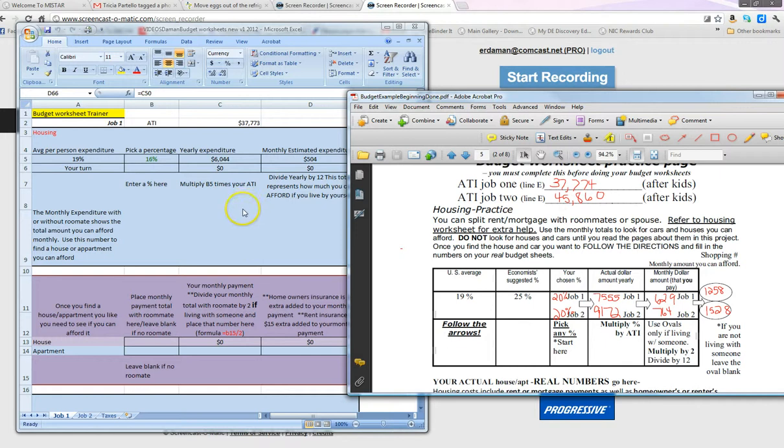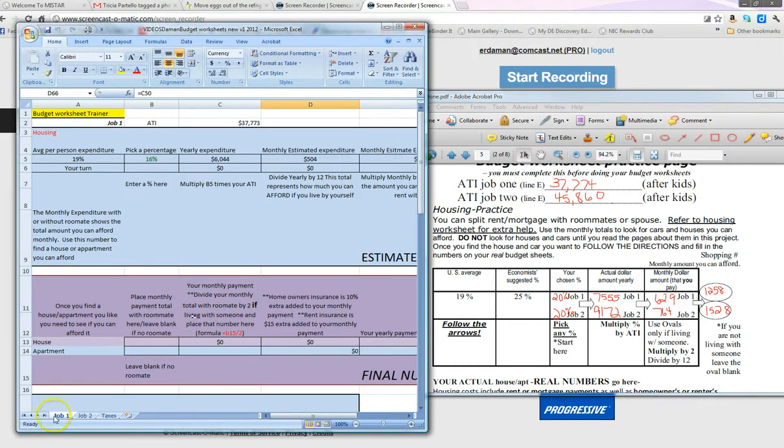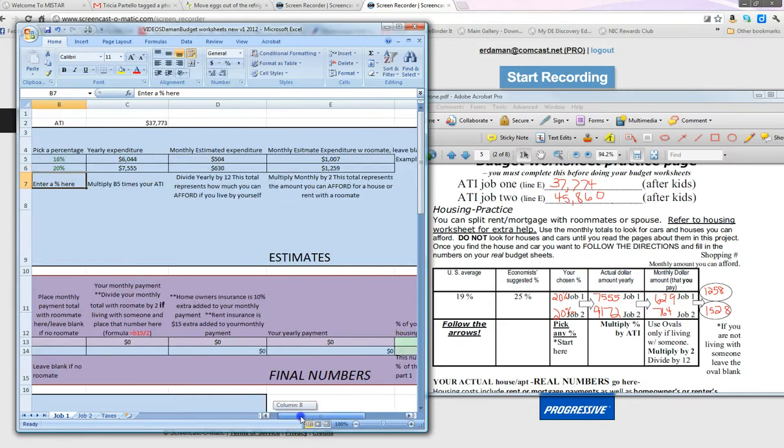into action. As you started on the practice, you had to put in a percentage of what you think you would spend. For mine, I chose 20%. So I just put in 20% where it says pick a percentage, and I click enter. And if you look, it calculates for you. This is again how you can also use this budget worksheet, to help you make sure that your numbers are correct.